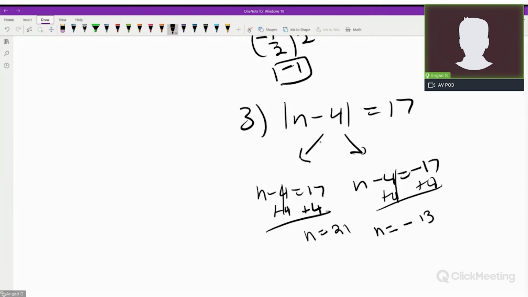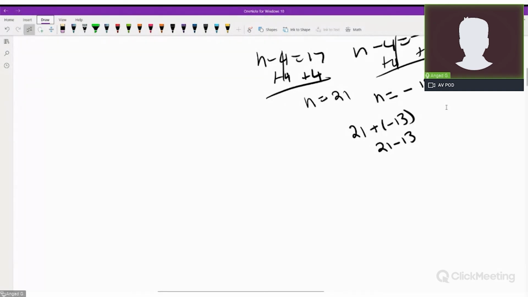Now let's combine these. It's asking for the sum. What's 21 plus negative 13? Same thing as 21 minus 13. And what's that? It's going to be 8. All right. You guys get that?